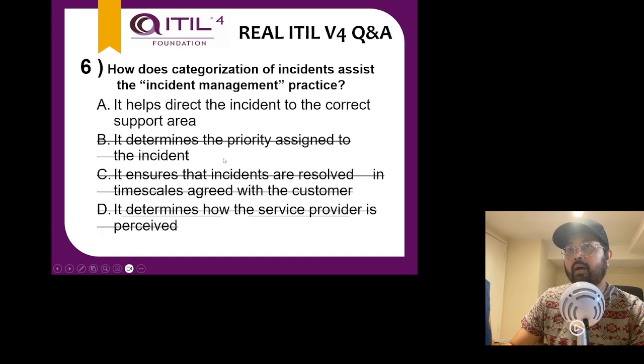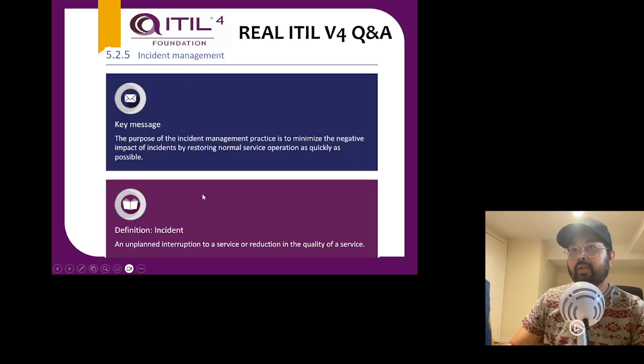Let's see. Oh, it's the first one. It helps direct the incidents to the correct support area. So how does categorization of incidents assist the incident management practice? The answer is it helps direct the incident to the correct support area. So let's see what is inside the ITIL book.